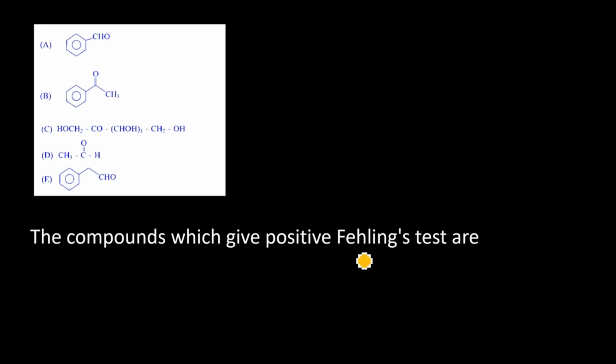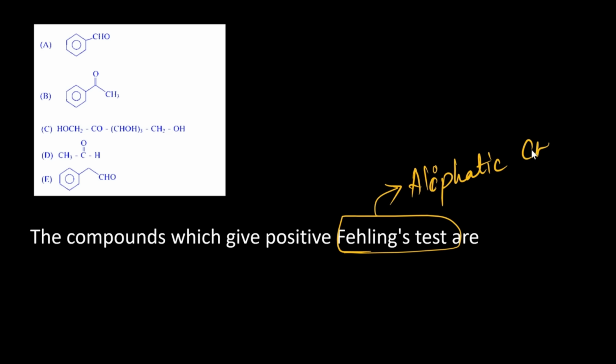Compounds which give a positive Fehling's test are? So Fehling's test is usually given by the aliphatic aldehydes. Right? So let's see what aldehydes we have in the options. First one is benzaldehyde, which does not give a positive Fehling's test because it is aromatically stabilized. So the resonance stabilization is there. And the second one is a ketone, so which will not here.